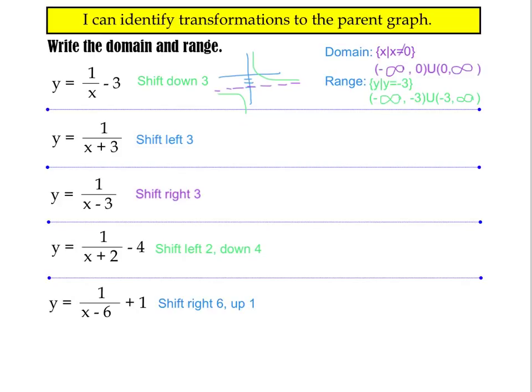So go ahead and pause the video and see if you can write the domain and the range for the remaining 4 problems. I'd like you to try at least one of them in both notations.